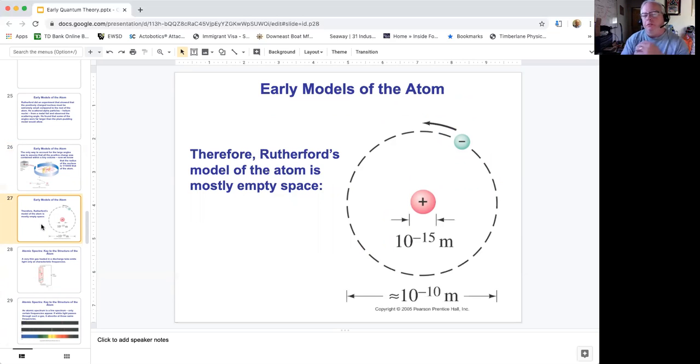So the conclusion from Rutherford's experiment was that an atom is actually mostly empty space. And this scale is really obviously not appropriate because if you take a look, the difference between the radius of the nuclei and the radius of the electrons in orbit around that nuclei differ by 5 powers of 10. So this diagram is not accurate to scale at all.